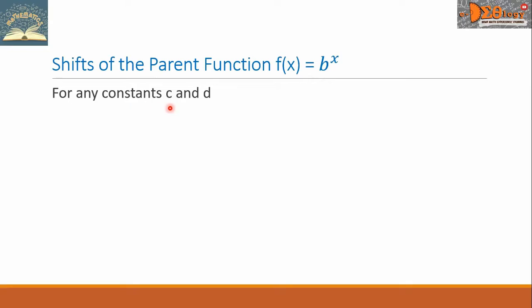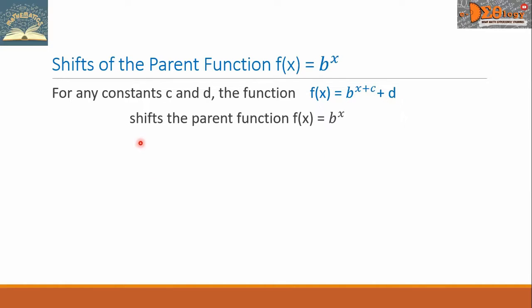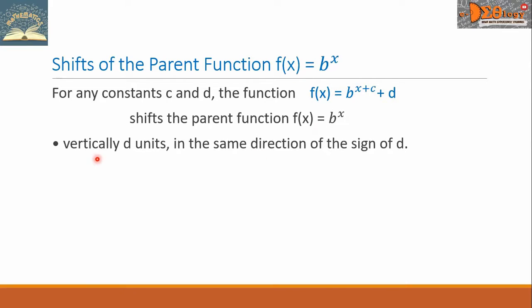For any constants c and d, the function f(x) = b^(x + c) + d shifts the parent function f(x) = b^x vertically d units in the same direction as the sign of d. It means if d is positive, it shifts up, while if d is negative, it shifts down.